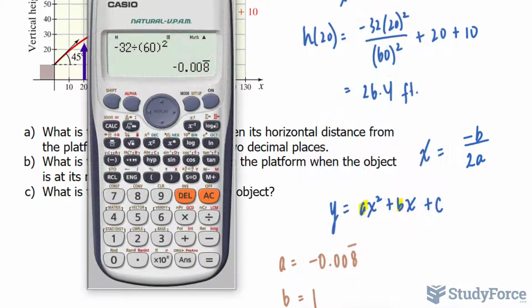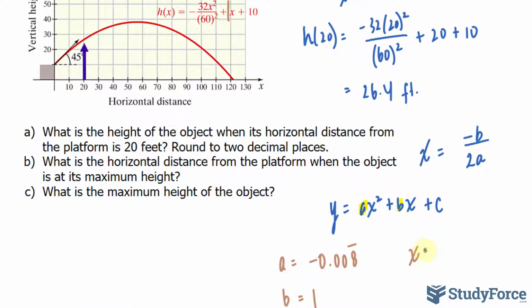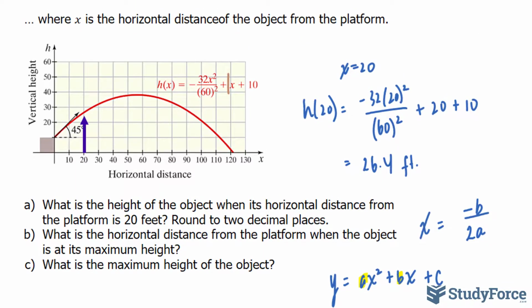So let's go ahead and substitute into the formula. We have negative 1 divided by 2 times negative 0.008. And since it's repeating, just place as many 8s as possible. So your calculator assumes that it's 8 repeating. And I end up with 56.25 feet. And as predicted, it will be between 50 and 70. And it looks to be a point right there. That's the answer for part B.